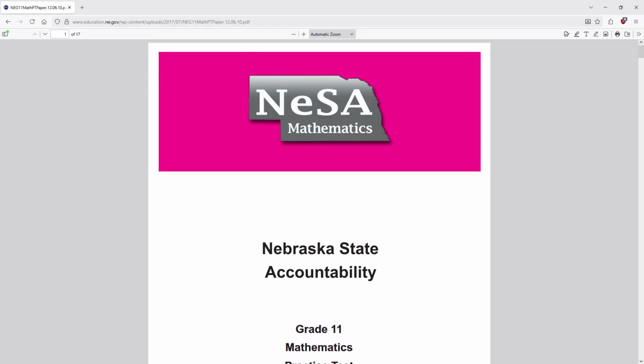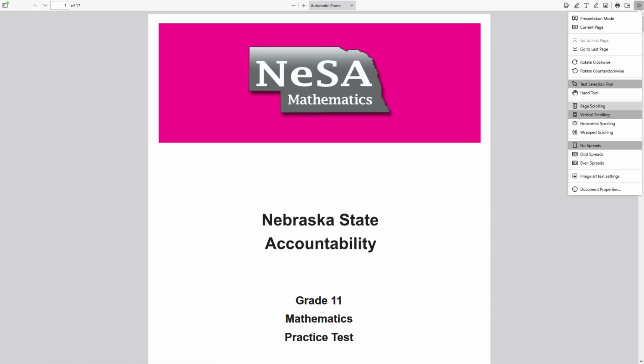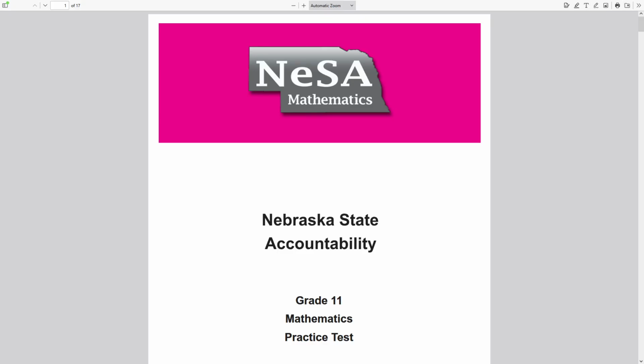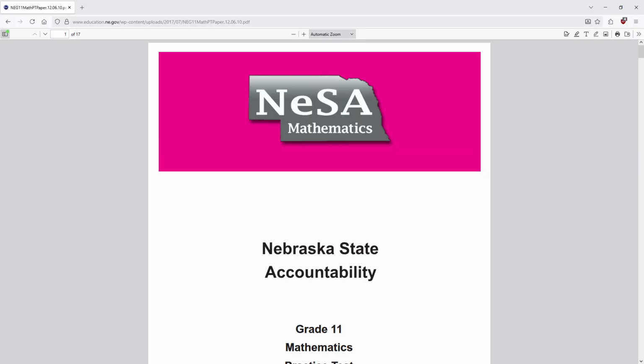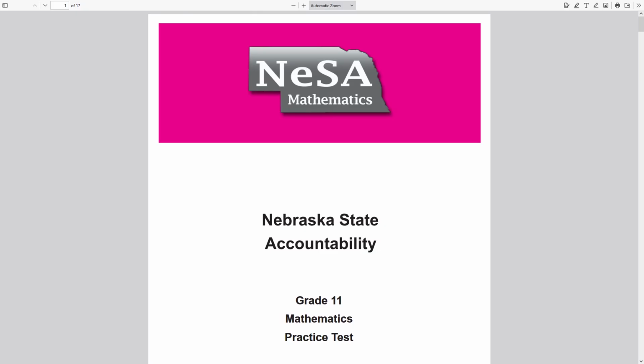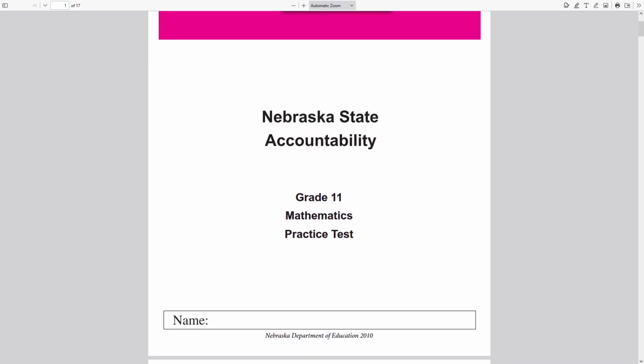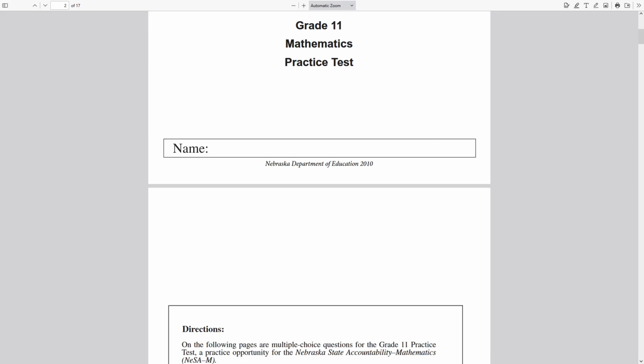All right, let's see. Can I get rid of this bar? I don't like this bar. Where's the hide bar button? Sorry, I'm a little higher now. I guess I'll just deal with this. Wait, what is this? Toggle sidebar. Nope. Okay. Nebraska State Accountability, Grade 11 Mathematics Practice Test. Name. I can't type my name. There it is. There we go.